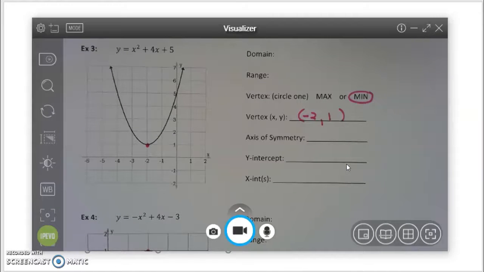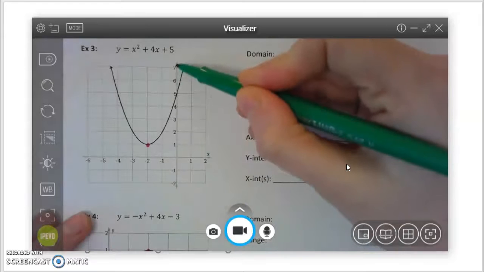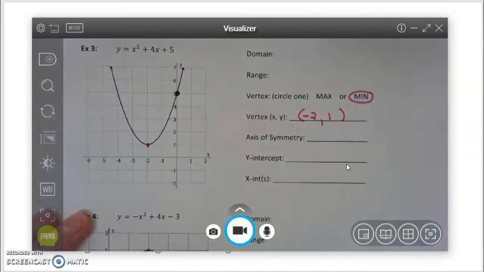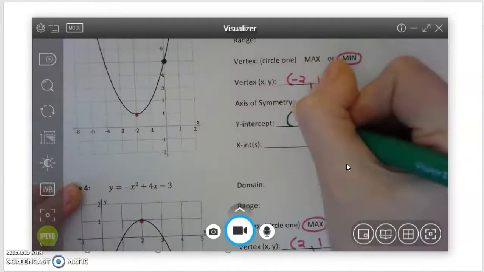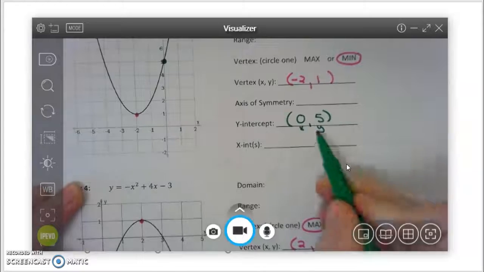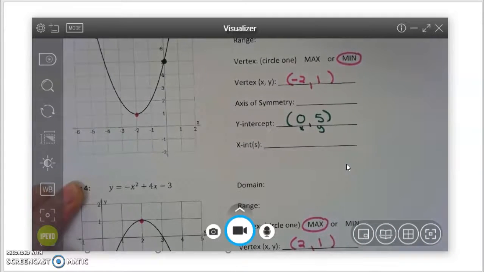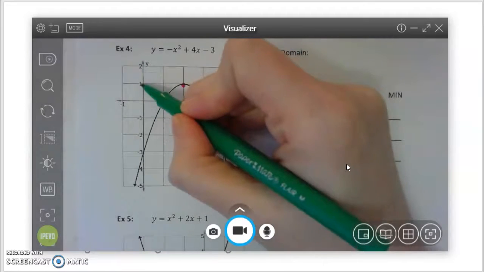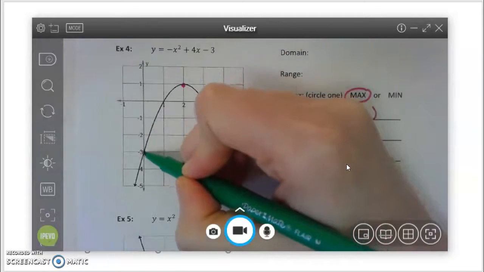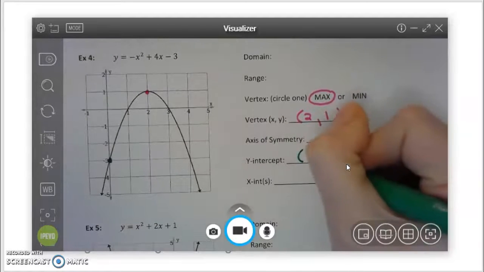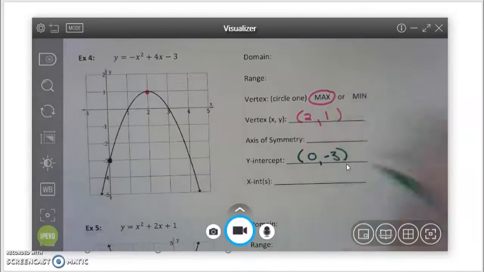Okay, so here is my y-axis. The parabola crosses the y-axis right here at +5. So for my y-intercept, that would be 0, 5. Remember, since it is a y-intercept, the number goes in the y spot. Okay, so if I look at example 4, here's my y-axis. The parabola crosses that y-axis right here at -3. So that means the y-intercept is 0, -3.